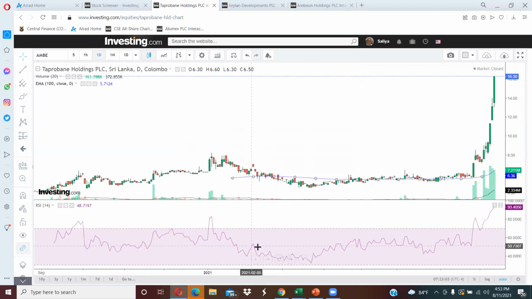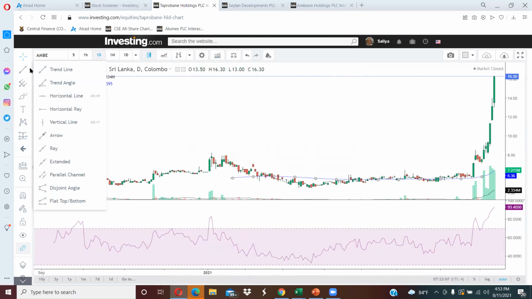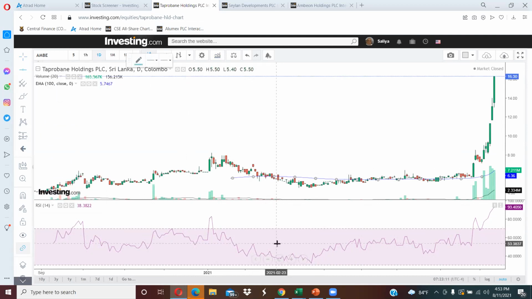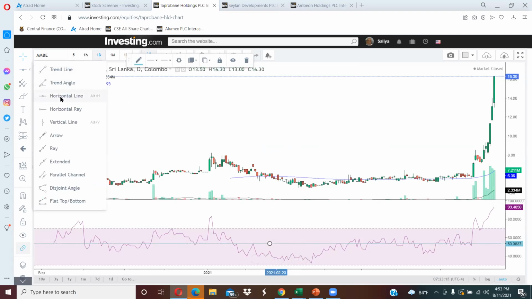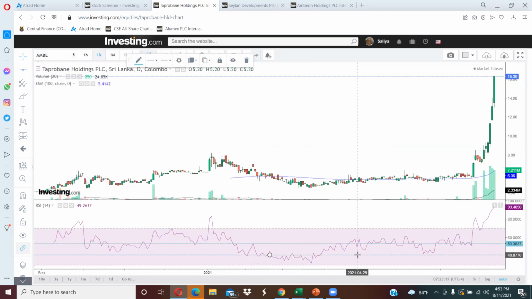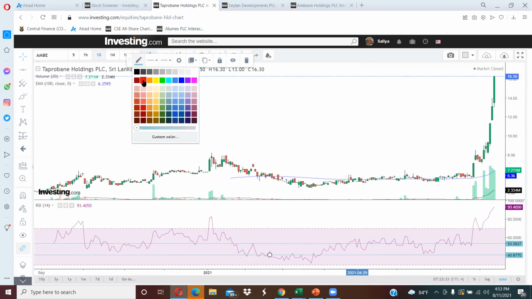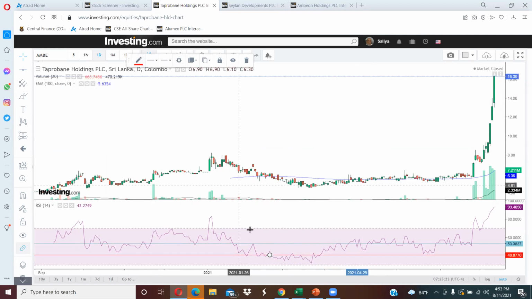In this, we are going to draw two lines. You go to the tools, click on the horizontal line, and add two horizontal lines. Then you can change the colors. I prefer to change the color to red. This also to red.